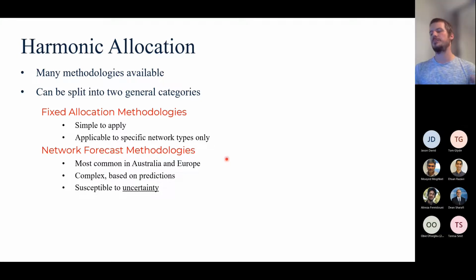Ultimately what I found is that we could break it down into 2 fairly basic categories. There are all sorts of variations on each of the two big ones, but ultimately we can chop it down into two categories. One being fixed allocation methodologies, and when I say that, I'm referring to, as an example, IEEE 519, for anyone who's familiar with that document. I'll show you some of the details of that document in a second. Another is network forecast methodologies, and this is what's actually being done in Australia. It's been given that phrase for a good reason, but ultimately what I want to highlight here is that the methodology is susceptible to uncertainty.